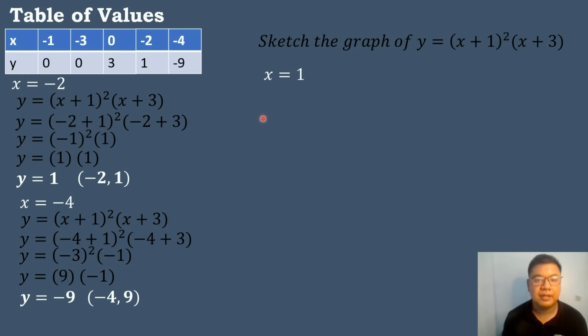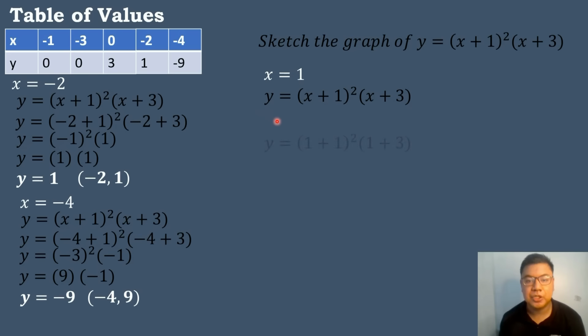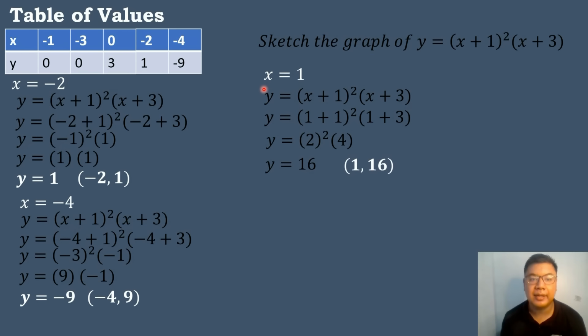And then after that, let's have x is equal to 1, since the number next to 0 is 1. So let's substitute. We have y is equal to the quantity 1 plus 1 to the second power times 1 plus 3. Simplify: 1 plus 1 is 2 to the second power, times 4. 2 to the second power is 4, times 4 is equal to 16. So if x is equal to 1, then y is equal to 16. So we have the point 1, 16. So let's now sketch the graph of the polynomial function.